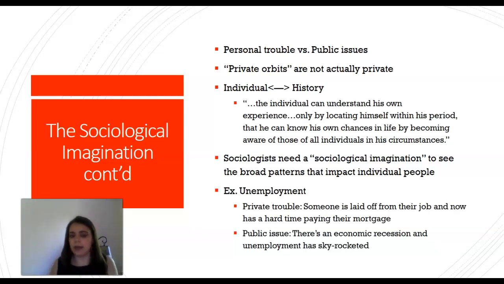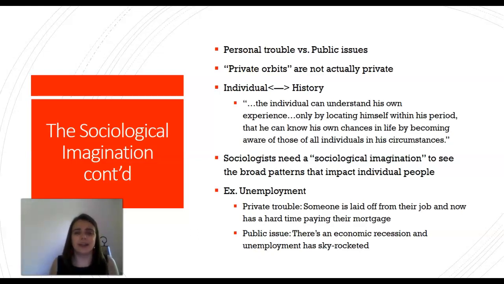So here I have that unemployment example that he's talking about in that paragraph, right? So the private trouble version of unemployment, or essentially the individual perspective of unemployment, right, is that someone might be laid off from their job and then they have a hard time paying for their mortgage. Okay, that's meaningful. We feel very bad for that person. We learn very little from the individual perspective, though, because lots of things could be going on in their life.